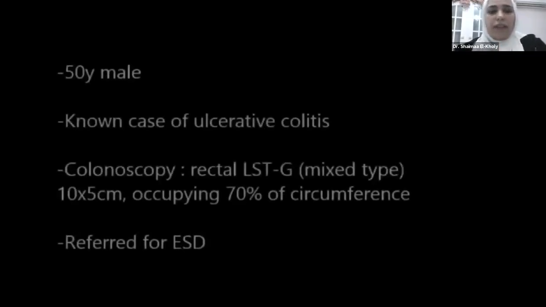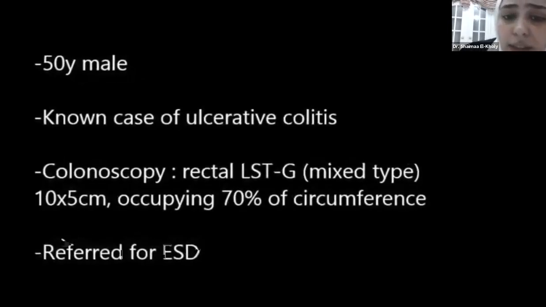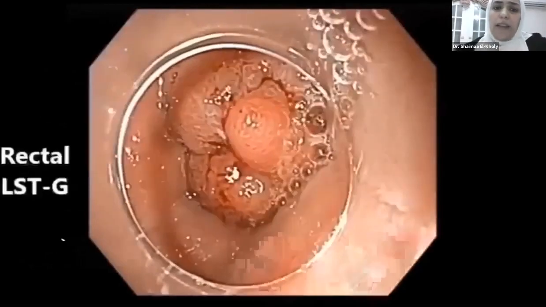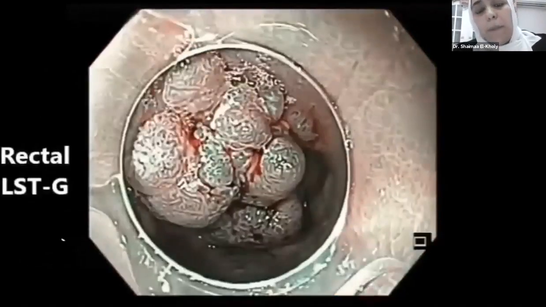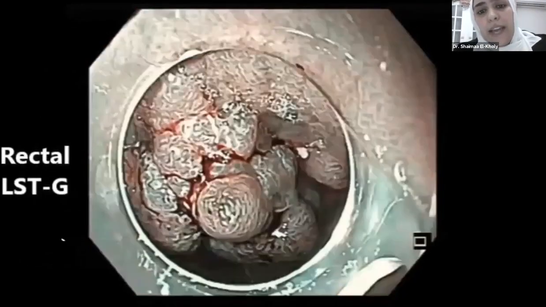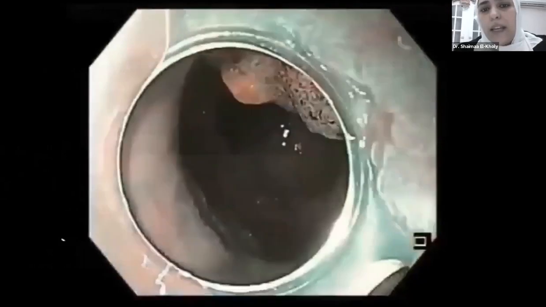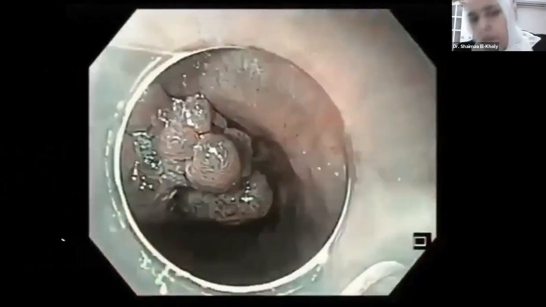So here's a very nice video about a patient who has a laterally spreading tumor. It's a granular, mixed type. When you see here, this is the granular part, and when we apply the narrow band, you can see here this is the flat part. I hope the videos are okay with you. And then we will go with the classic techniques.